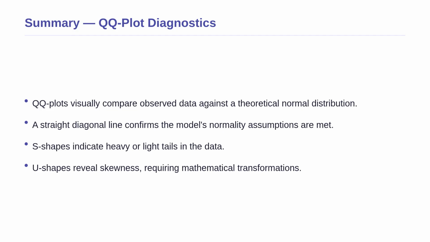Let us review the key takeaways from our lesson. A quantile-quantile plot is a powerful visual diagnostic tool that compares observed residuals against expected theoretical values. By plotting these points, we can instantly see if our model's assumptions hold true. A straight diagonal line means the assumptions are perfectly met. Specific curves like S-shapes for heavy tails or U-shapes for skewness tell us exactly how the data deviates. Mastering the QQ plot allows you to confidently diagnose and correct underlying issues in any linear model.